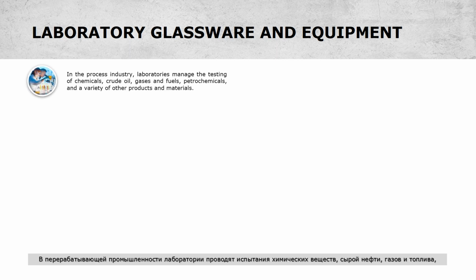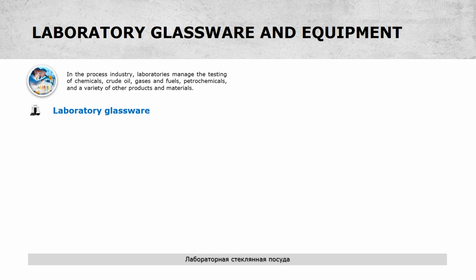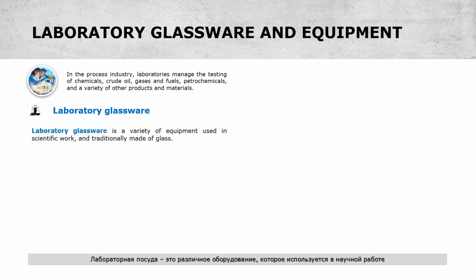In the process industry, laboratories manage the testing of chemicals, crude oil, gases and fuels, petrochemicals, and a variety of other products and materials. Laboratory glassware. Laboratory glassware is a variety of equipment used in scientific work, and traditionally made of glass. Each piece of laboratory glassware has a name and a purpose.